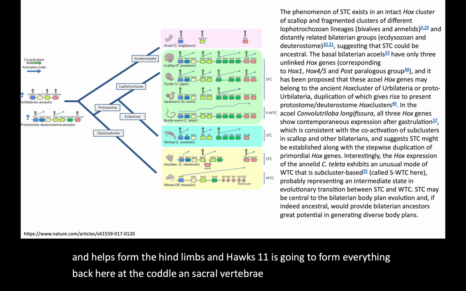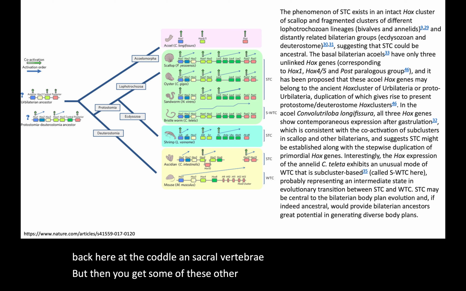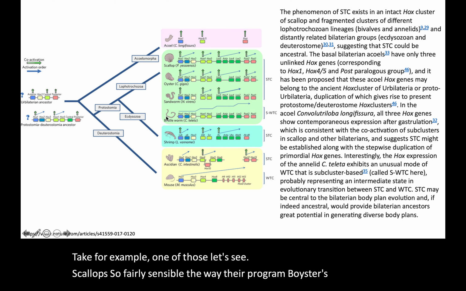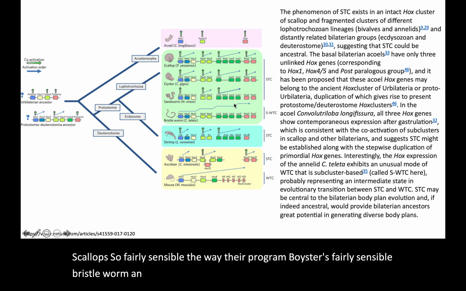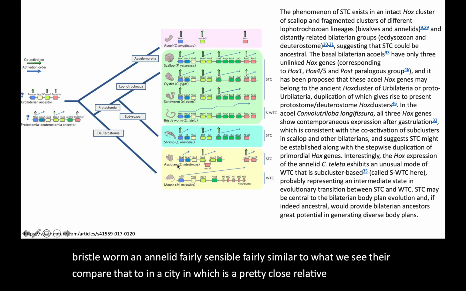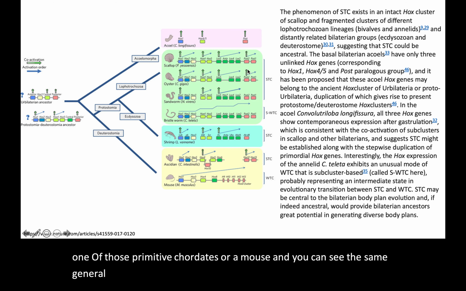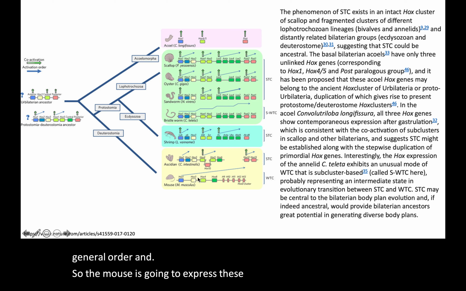But then you get some of these other guys. So take, for example, scallops, so fairly sensible, the way they're programmed. Oysters, fairly sensible. Bristleworm, an annelid, fairly sensible, fairly similar to what we see there. Compare that to an ascidian, which is a pretty close relative of us. This is one of those primitive chordates, or a mouse, and you can see the same general order. And so the mouse is going to express these all in one cluster, expressing them in this sort of way.